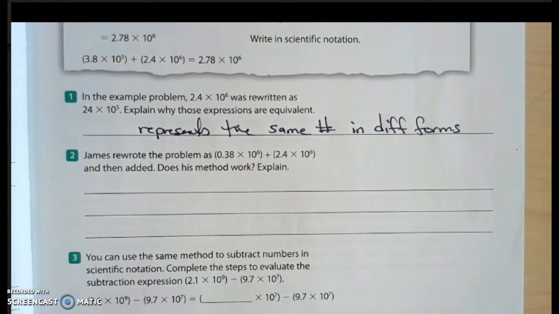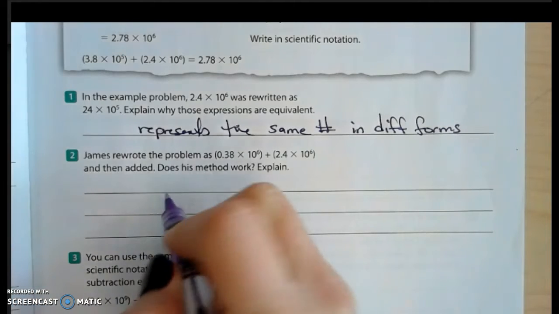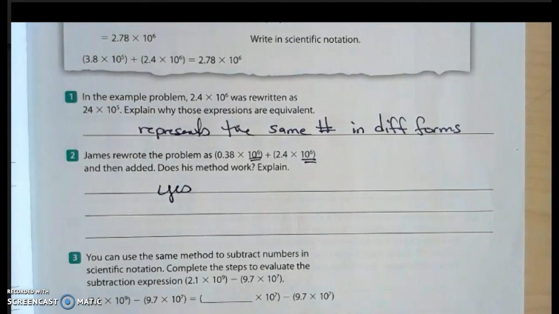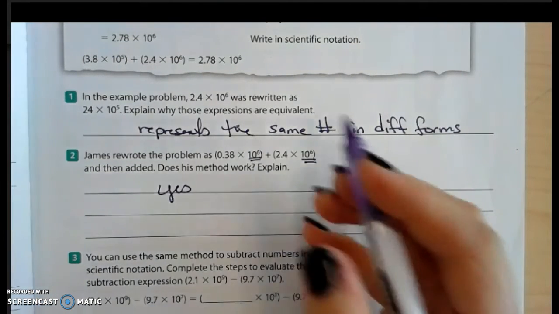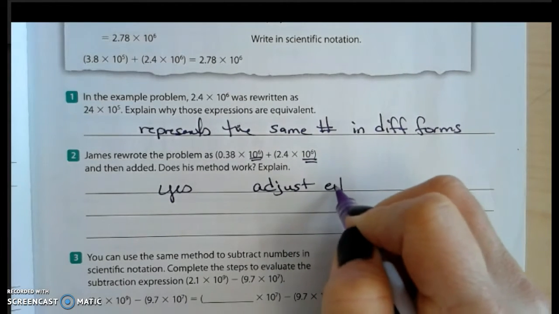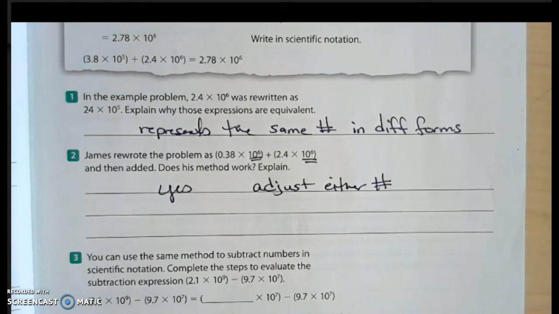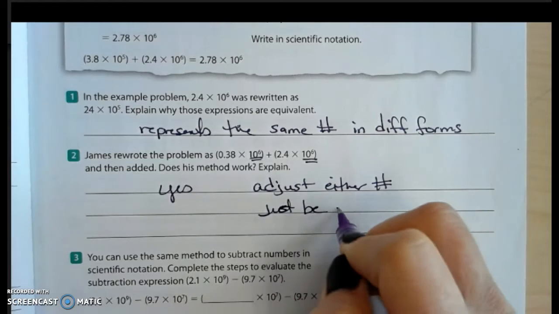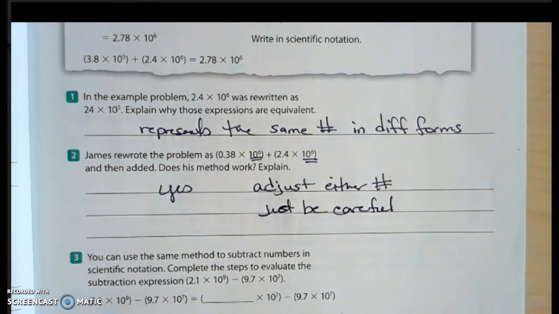James rewrote the problem as 0.38 times 10 to the 6th plus 2.4 times 10 to the 6th, and then he added. Does this method work? Yes, it does work. Okay, he still made his base 10s match. He just adjusted up instead of adjusting down. And my explanation here is going to be that you can adjust either number as long as you do it correctly. Okay, you can adjust either number. You can go up or you can go down. Actually, I showed you yesterday that I like to go up. They like to go down.